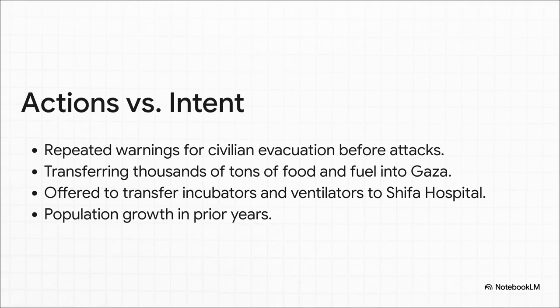The paper argues there's a huge contradiction between the accusation of genocide and these specific actions. It asks, why would an army with genocidal intent spend so much effort giving advanced warnings for civilians to evacuate? Why would they help transfer food, fuel, and even medical equipment like incubators and ventilators? The source even points to the population growth in Gaza in the years before the war, suggesting it runs completely counter to any narrative of a long-term plan to annihilate the population.